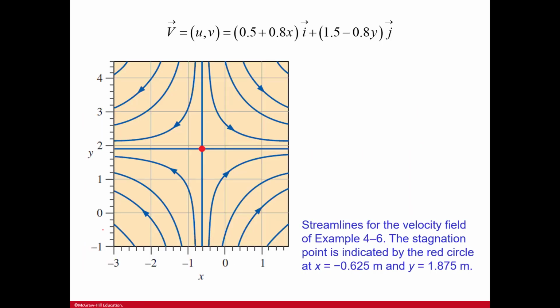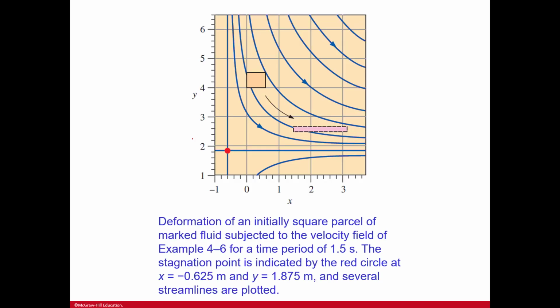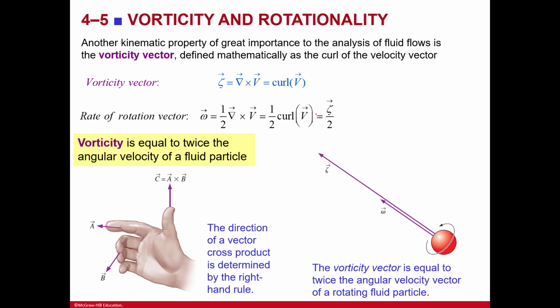Here's streamlines again with the stagnation point colored. And deformation of an initially square parcel, right? So here's a square parcel of air, and down through the streamlines and the vectors, it has now deformed. Let's end it here and pick up with a lecture to finish the other half.